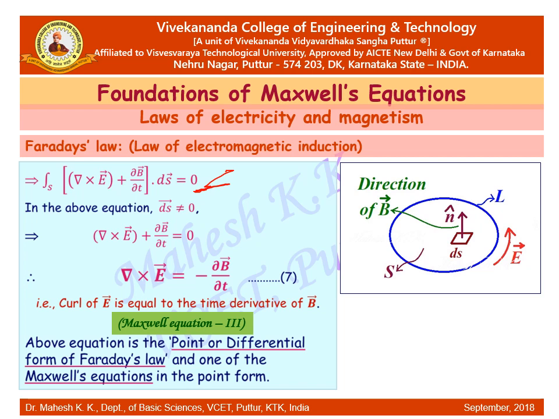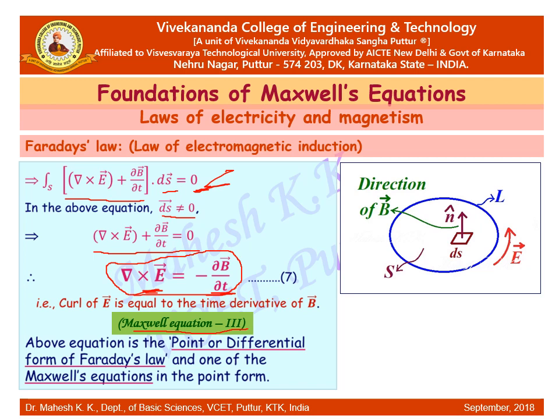From the above equation we have two parts. One is the part within the bracket, and the other one is ds. The product is equal to 0, so one of them should be 0, but ds cannot be 0. That means the part within the bracket, del cross E plus dou B by dou T, is equal to 0. By rearranging, del cross E is equal to minus dou B by dou T. That is, curl of E is equal to minus time derivative of B, which is another Maxwell equation, the third Maxwell equation.